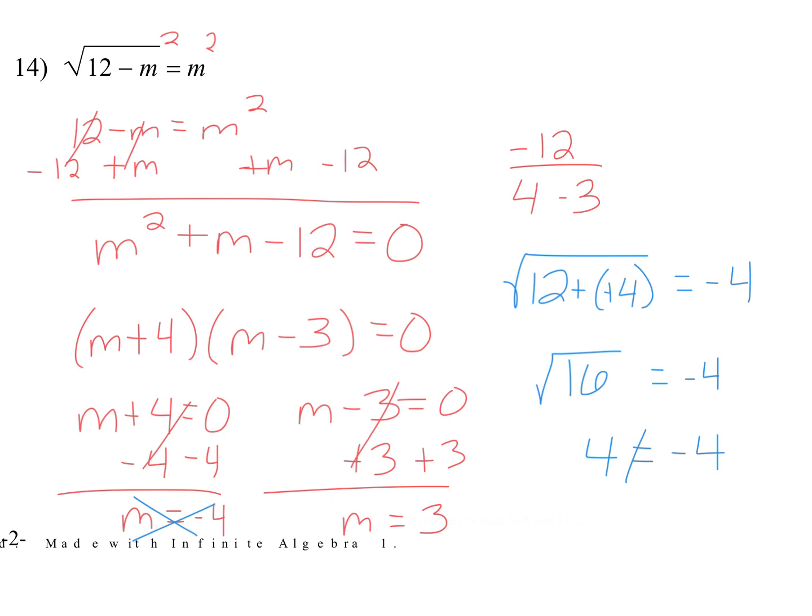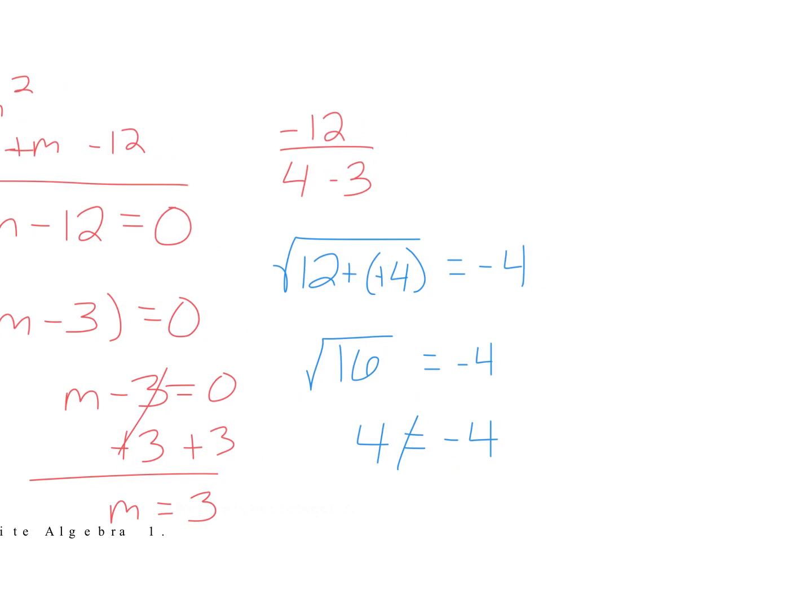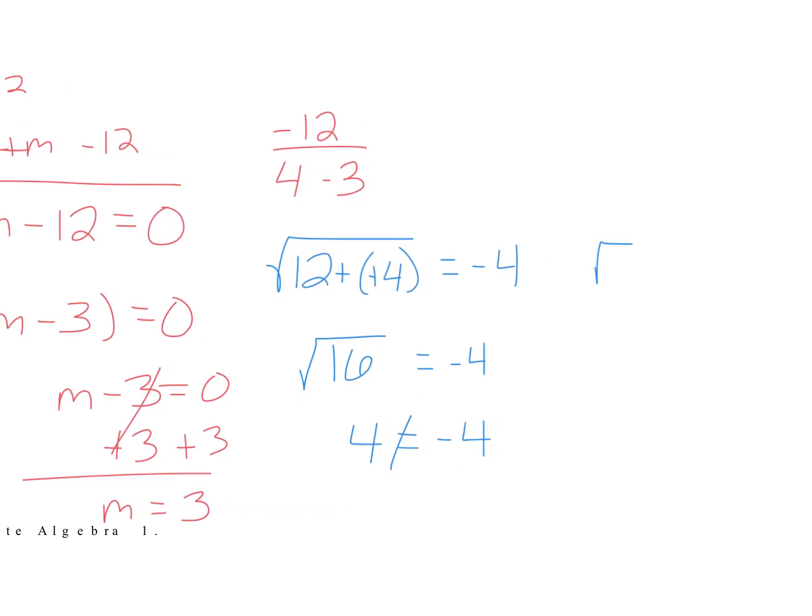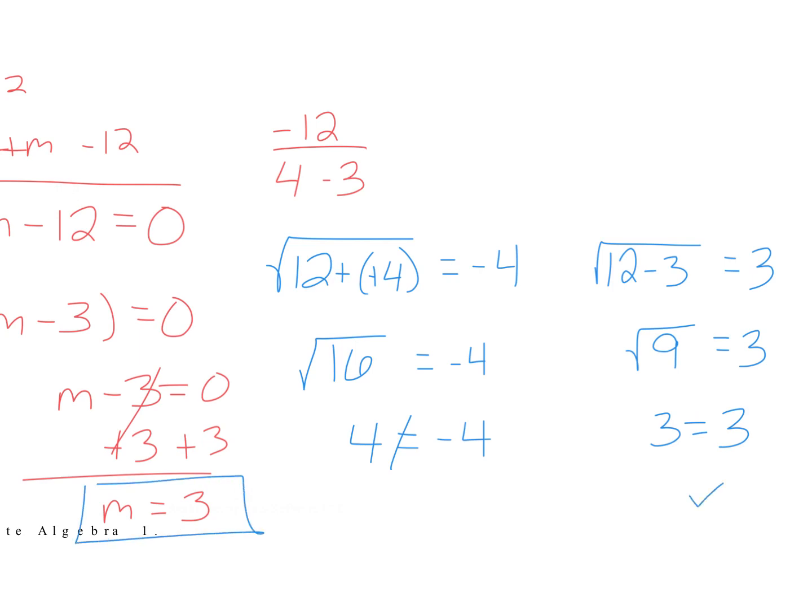So now we have to do the same thing for 3. Okay, we can't just assume 3 is the right answer. So we have 12 minus 3 equals 3. So we get the square root of 9 equal to 3. What's the square root of 9? 3. Is this a true statement? Yes. So m equals 3 is our correct answer.